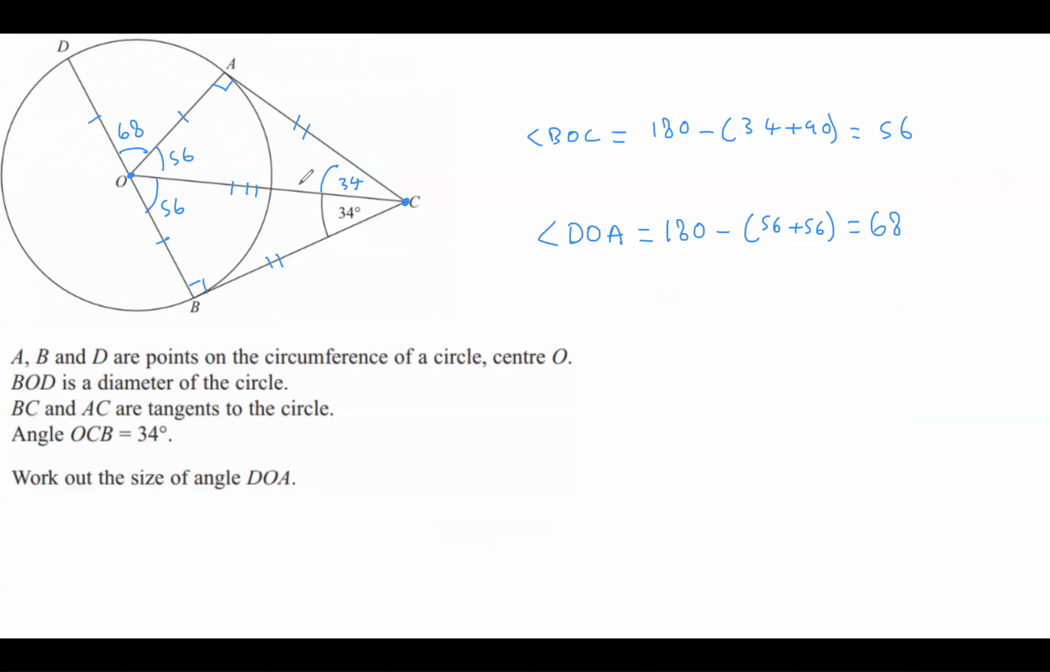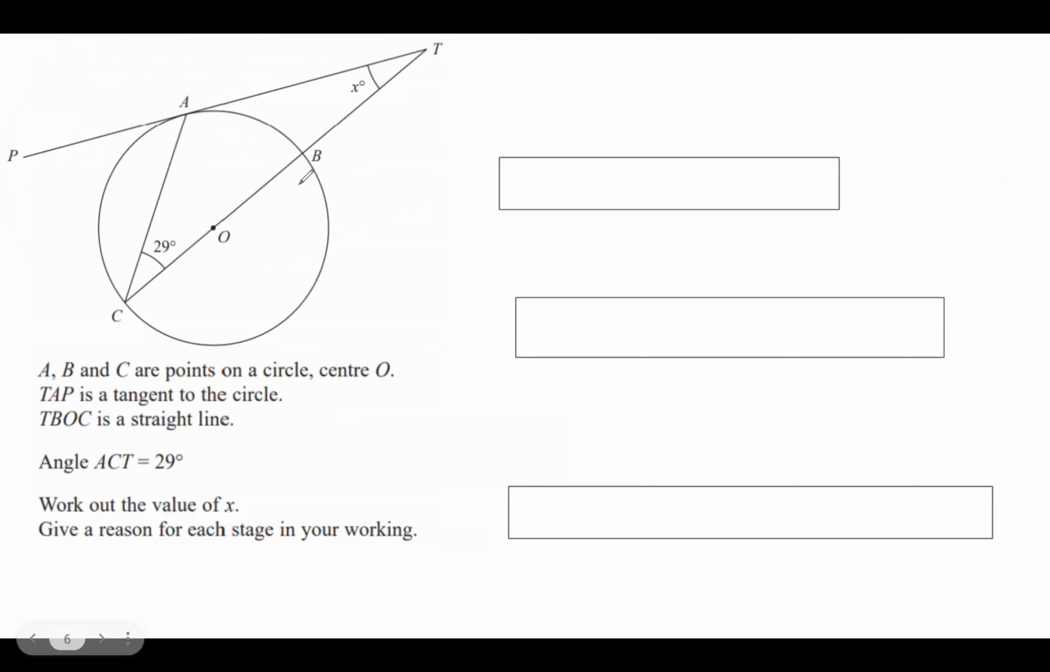All right, let's have a go at the next one over here. So now it says give reasons for each stage of your workings. So we need to work out angle X over here. Now, what I'm going to do with this question is draw, and that's a little bit wonky, a radius here, which means I've created an isosceles triangle, because this line here is a radius and any line from the center to the circumference is also a radius. So we know that this angle is going to be 29 degrees.